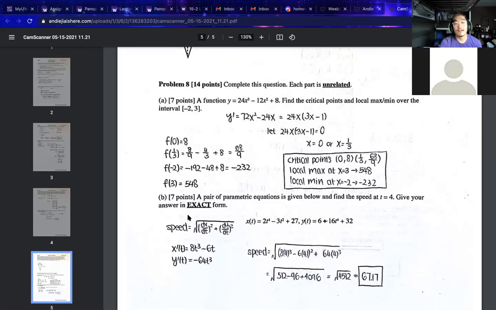For the speed of parametric equations, usually it is the square root of the derivatives squared. So x prime of t is 8t to the third minus 6t, and y prime of t is this. So you put them in there, and when t equals 4, just plug in 4, then compute. Here the speed is the square root of 4512.